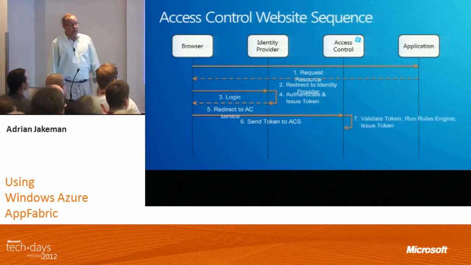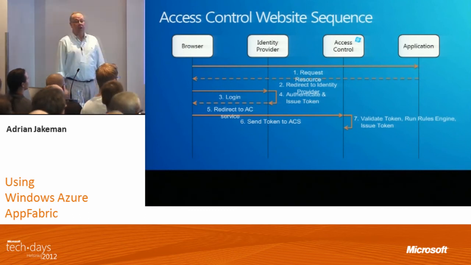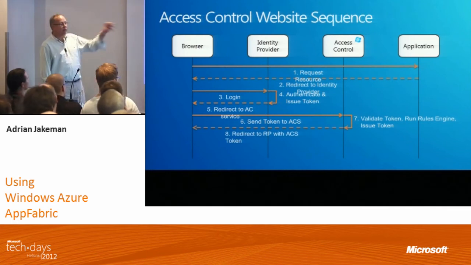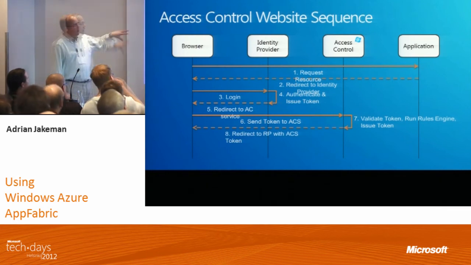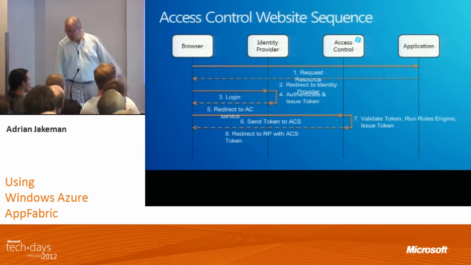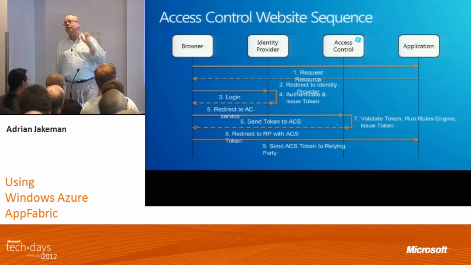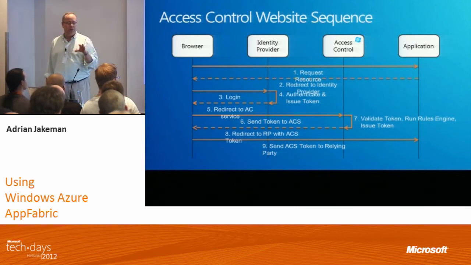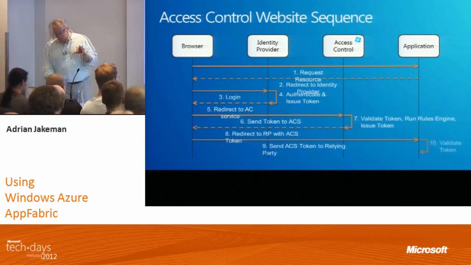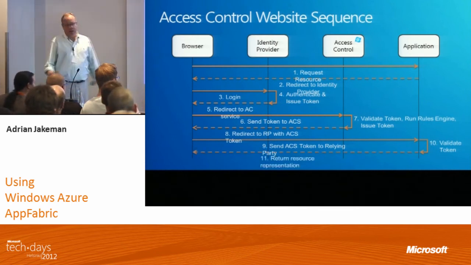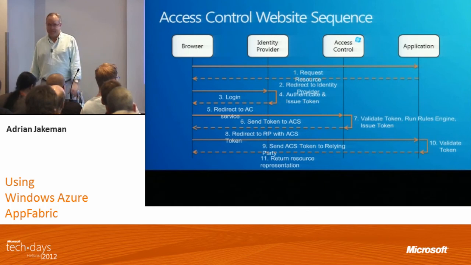So the Access Control Service sits up in the cloud and issues another token that basically says, here you go, Mr. Browser, Mr. User, here is your Access Control Service token that I now want to redirect back to the application, back to the relying party, and say, here you go, here's my Access Control token, this says who I am, and you can work out from that what I should be able to do. And so my application then validates it and sends me back a resource that is appropriate for me.